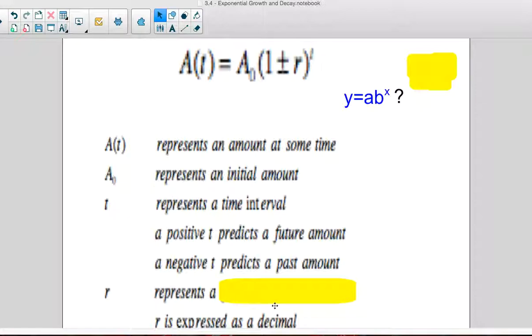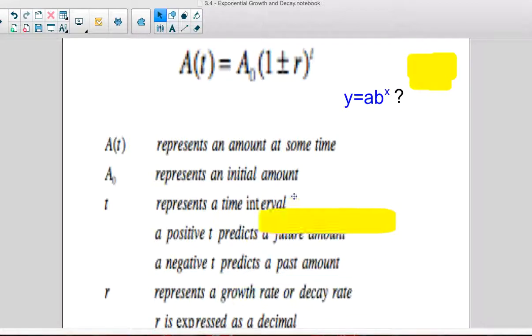R, as you might imagine, also represents a rate. So it's either going to be a growth rate or a decay rate. That's just the rate that you're going to plug in, and it's expressed as a decimal. So usually in the context of word problems, r is given to you as a percentage, 5% growth, 2% growth, 1% decay. You need to change that to a decimal before you plug it in.